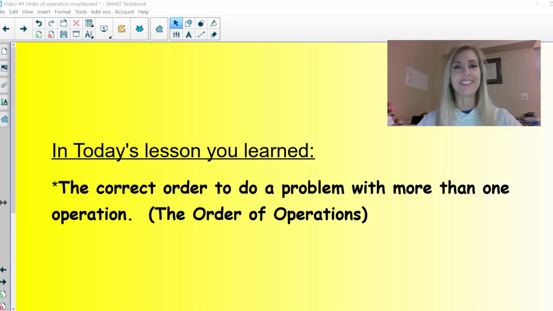So to recap, in today's lesson, you learned the correct order to do a problem that has more than one operation. In other words, the order of operations.